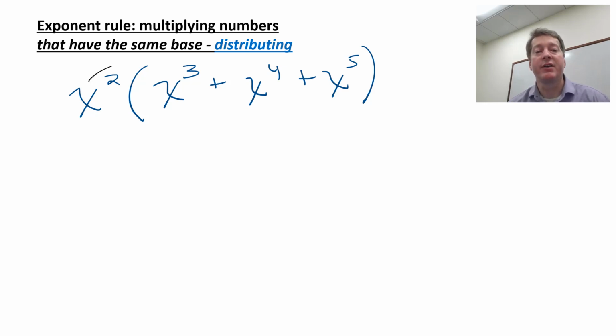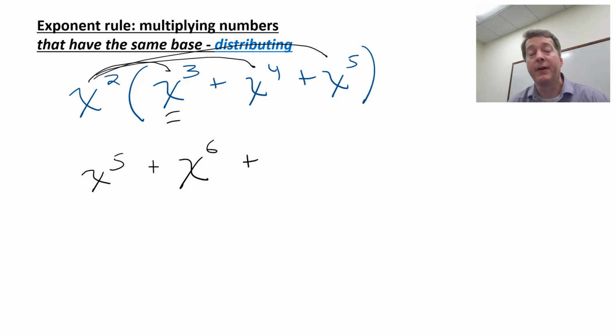This is the same as x squared times x cubed plus x squared times x to the 4th plus x squared times x to the 5th. You distribute the x squared. So x squared times x cubed, that's what? X to the 5th. Plus x squared times x to the 4th is what you add, so x to the 6th. Plus x squared times x to the 5th is x to the 7th. So those are the same thing.